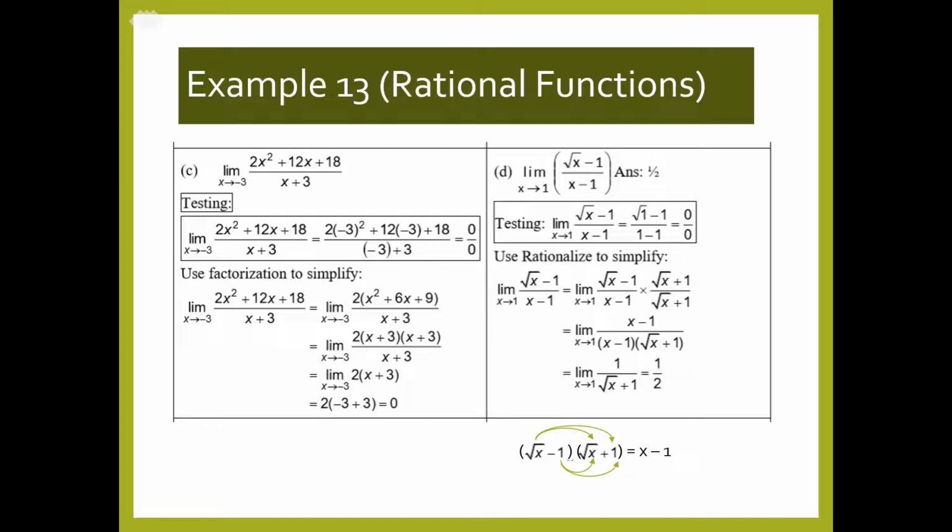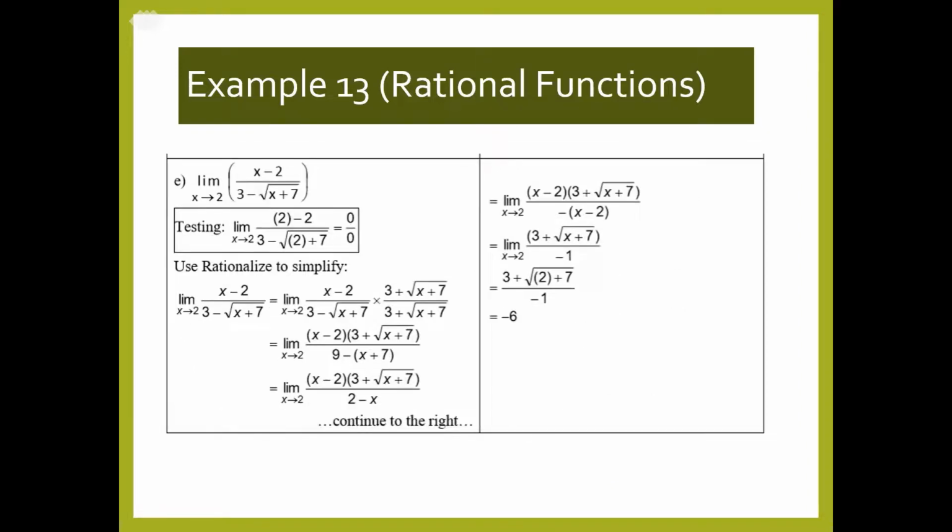For D, you need to simplify the function using the rationalization, meaning you need to multiply both numerator and denominator by the conjugate of the surd, that is, square root x plus 1. Simplify the function, then substitute x with 1, you will get 1 over 2 as the final answer.